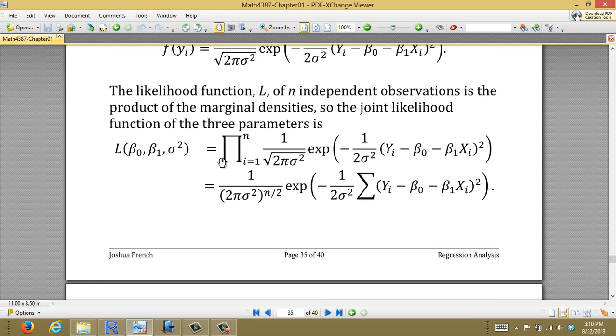And because our observations are independent, the joint density is simply the product of all the marginal densities. So if we take the marginal density for each observation and multiply them all together, that's going to give us our joint likelihood function as a function of beta naught, beta 1, and sigma squared. And that can be re-expressed somewhat more simply using this formula right here.